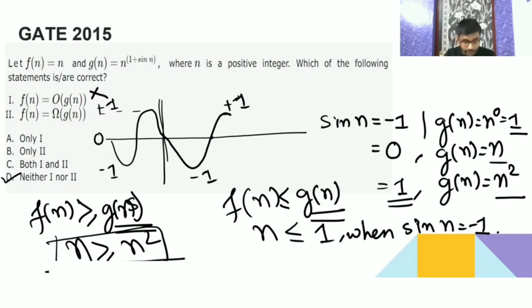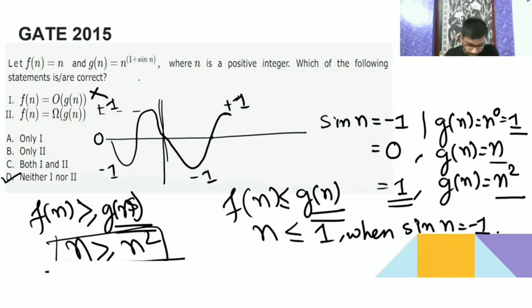Am I clear? Please let me know whether it is clear or not. See, this way only you have to give the answer. You have to think that all the options look like the correct one, but it is not going to be that.